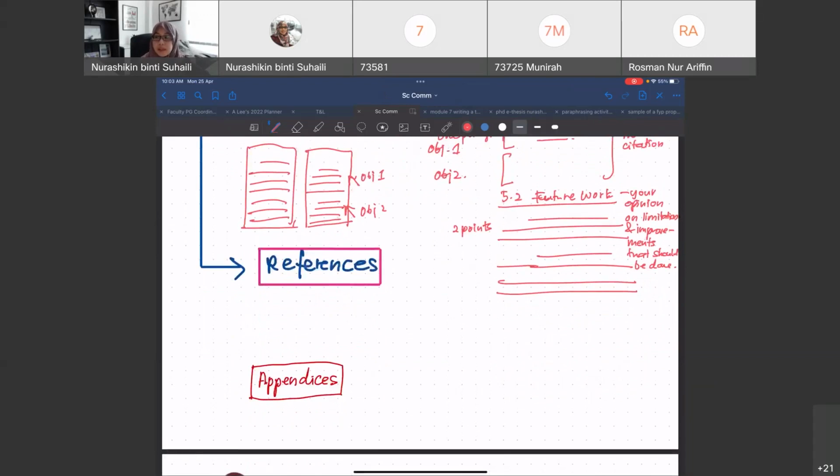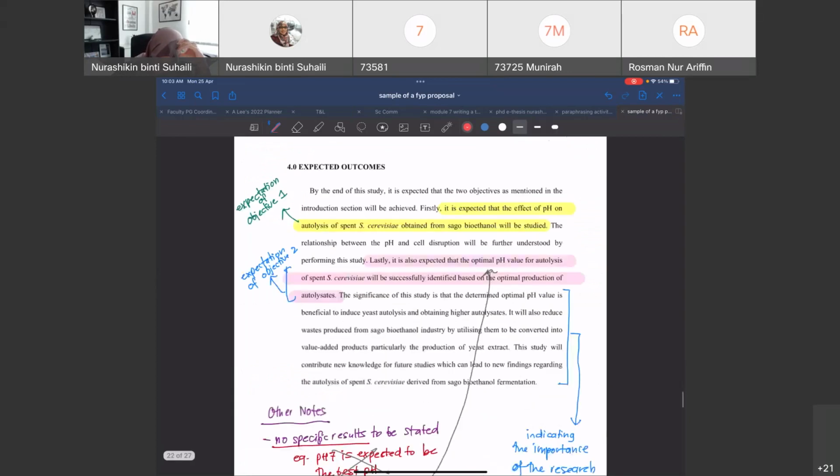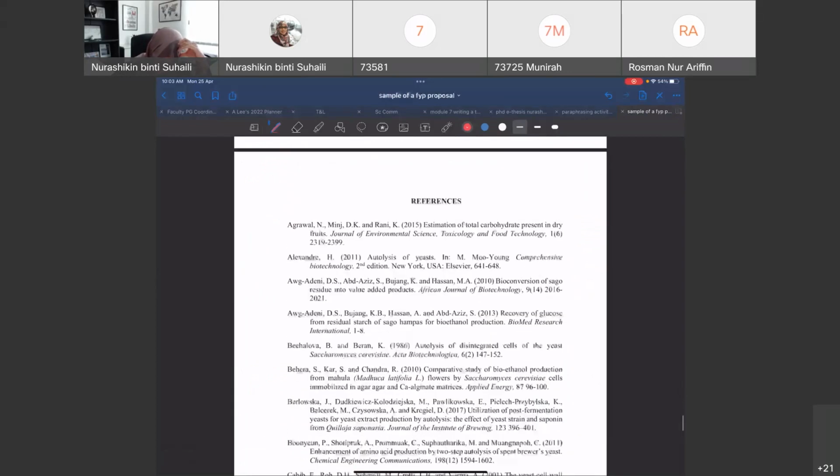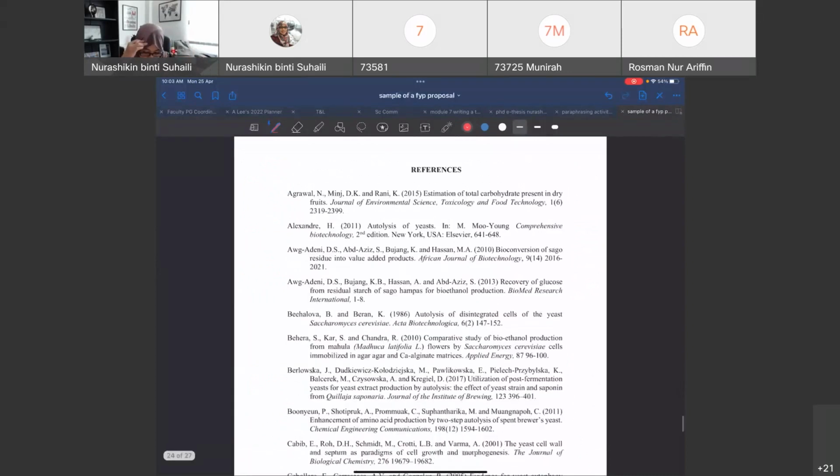APA or Harvard, okay, and you have to know the format, okay. And what is important for references is standardization. What is meant by standardization? I give you one example. Contohnya, references. I'm not sure this one is APA ke Harvard. But what is meant by standardization? If let's say the format says that, you have to identify, this is the name of authors, right? Okay, if you see here, it used N. So the rest should be N as well.